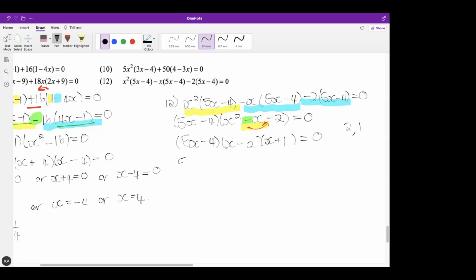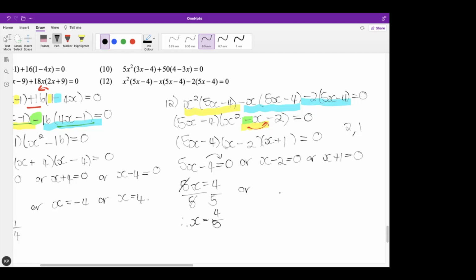Equate to 0. So firstly, it's 5x minus 4 equals to 0. Or x minus 2 equals to 0. Or x plus 1 equals to 0. Let's start with my first solution. I take the 4 over. It becomes a what? A positive 4. Then I divide both sides by 5. So my first solution, therefore, x is equal to 4 over 5.